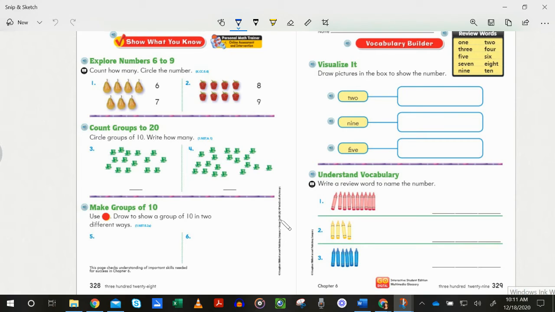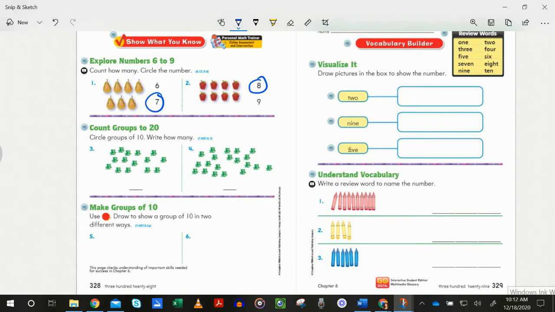So number 1, how many pairs are there? There are 7. Okay, so if you have a 7, go ahead and give yourself a star. If you did not mark 7, then mark it now with your crayon. Okay, number 2, how many apples are there? The answer was 8. So if you had 8 circled, give yourself a star. Otherwise, circle it now with your crayon.